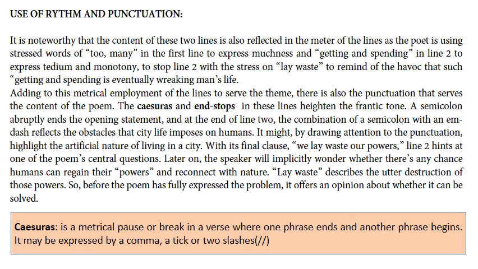So immediately, with the utterance from the second line of the poem, with the utterance of the proposition or the problem, and before the poem fully expresses the problem, the writer gives this suggestion that there is no solution. Now here, this is the definition of caesura. It is a material pause or break in a verse where one phrase ends and another phrase begins. It may be expressed by a comma, a tick, or two slashes.